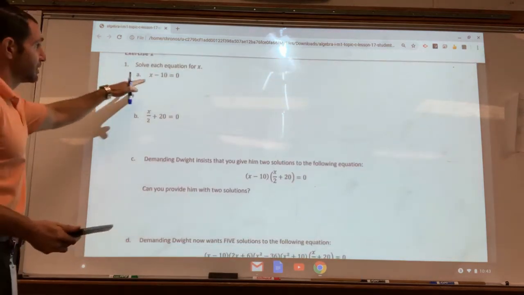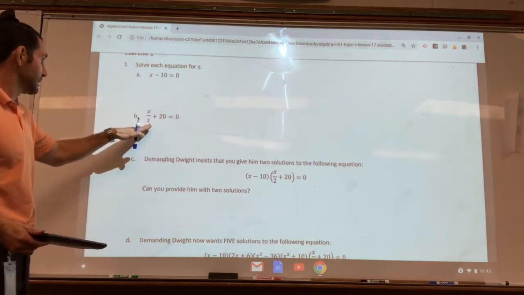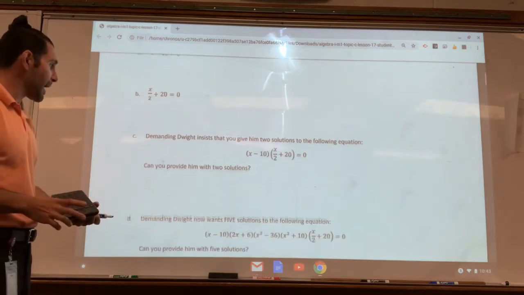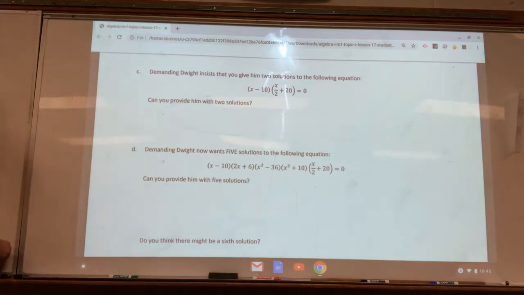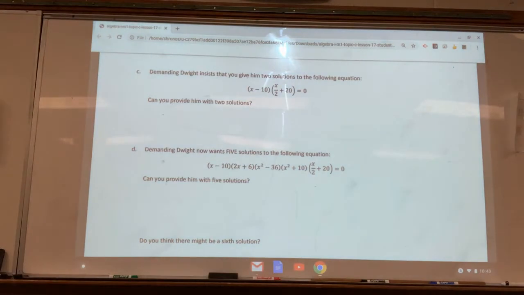Okay, solve each equation. I'm not going to make you solve these. It's 10. It's negative 40. I want Demanding Dwight. Demanding Dwight insists that you give him 2 solutions to the following equation. Can you provide him with 2 solutions?